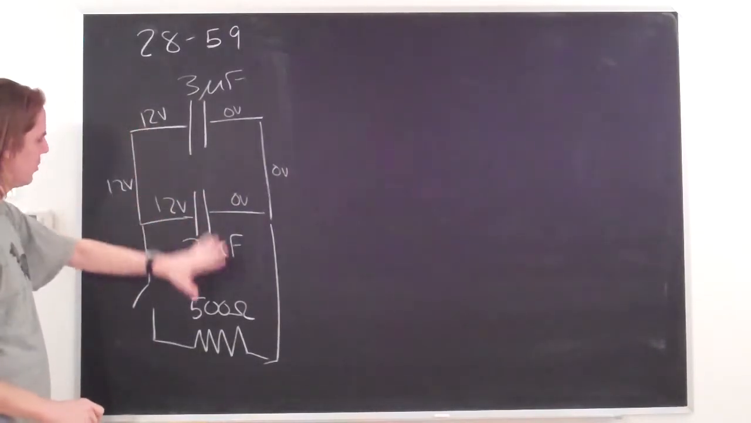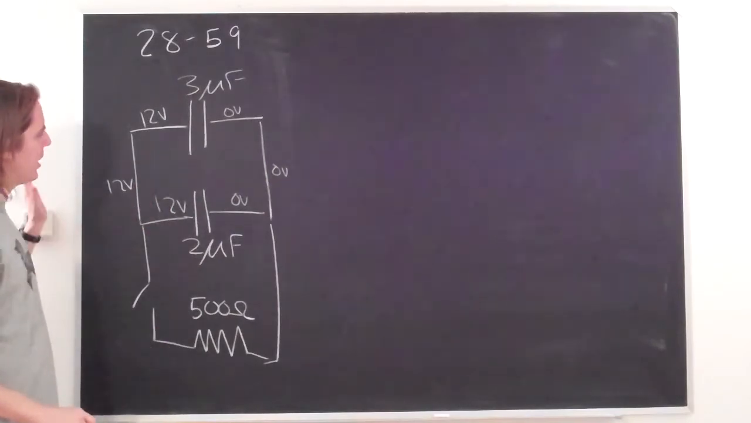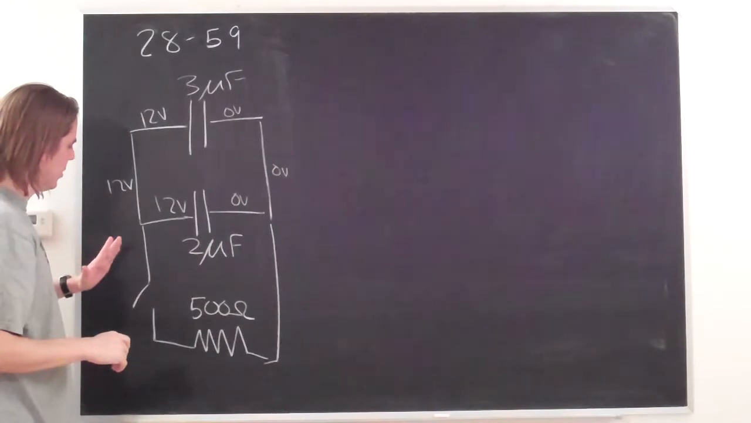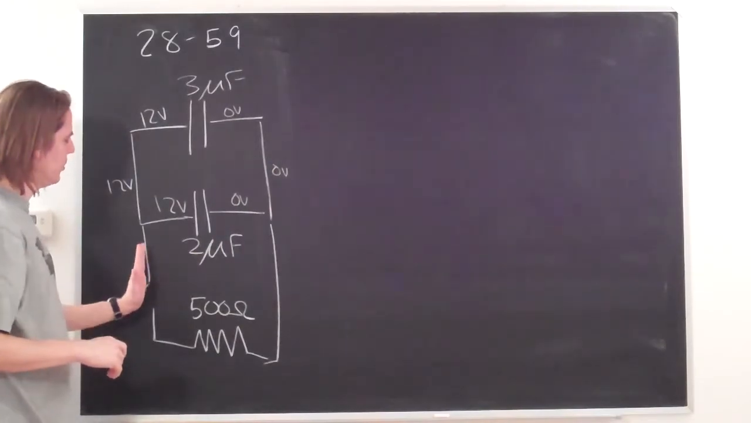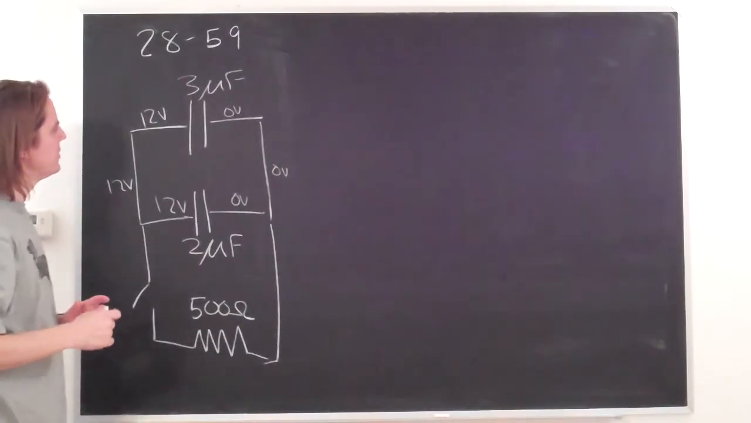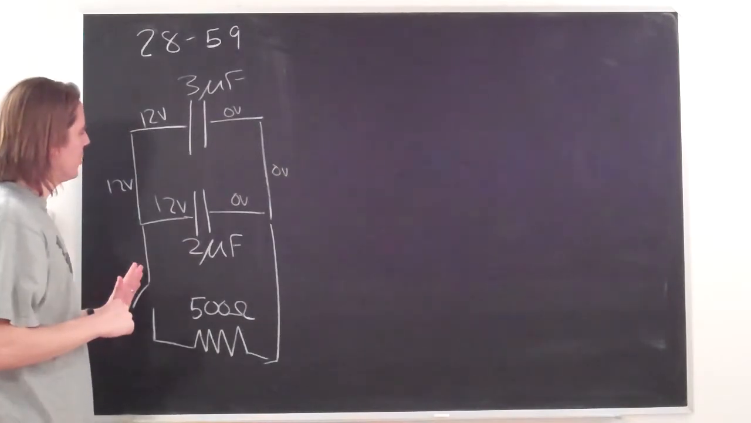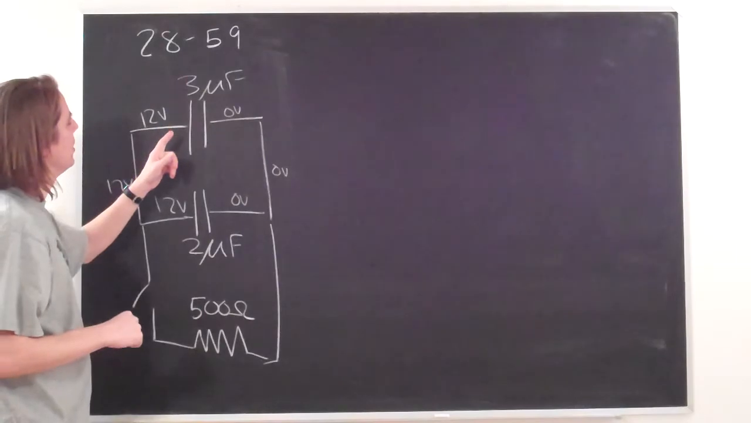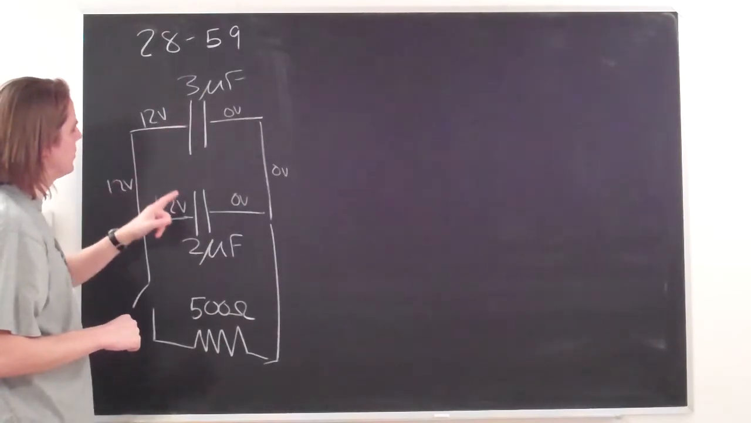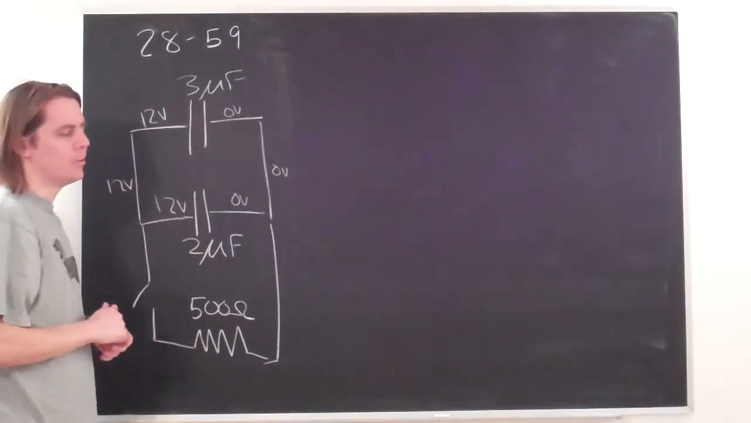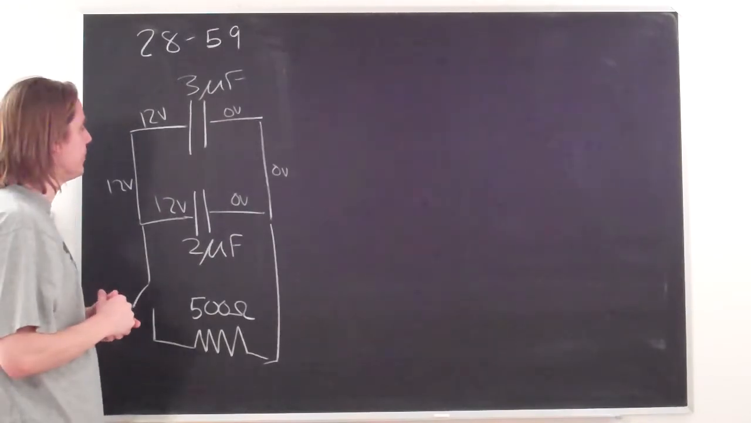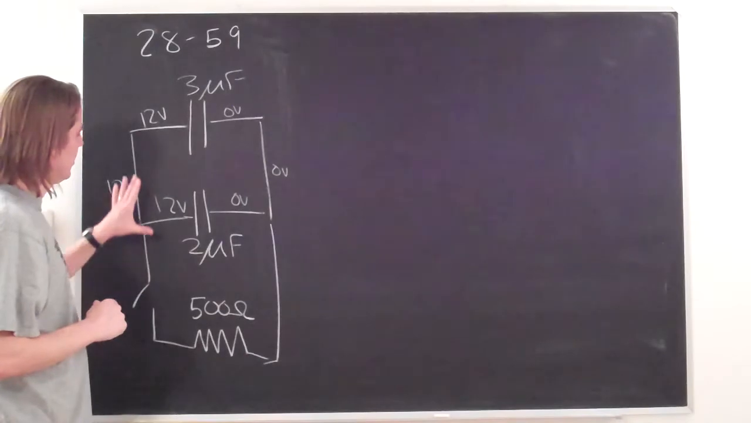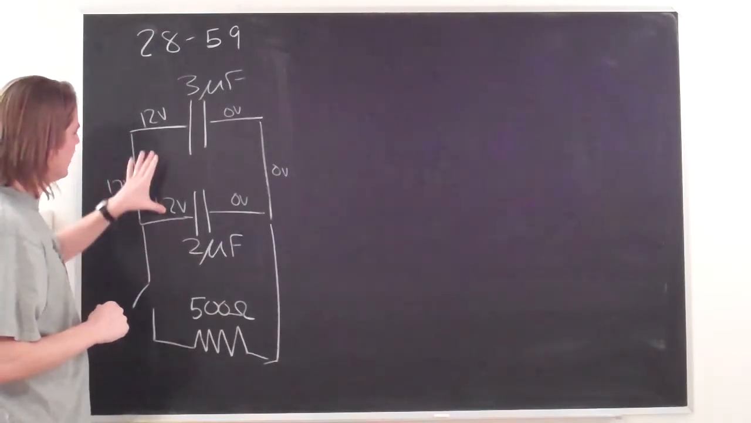With the switch open, they charge them up. When they take the battery away, the capacitors will hold their charge, and with the battery gone, they close the circuit. So the question is, after they close the circuit, they're going to discharge, and after 1 millisecond, what's the charge on this one, what's the charge on this one, and what's the current through that one?